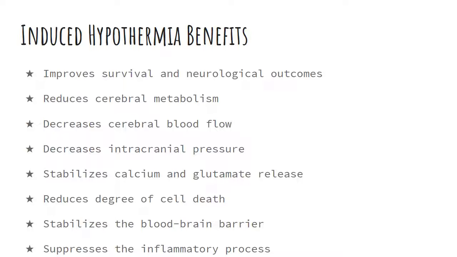Inducing hypothermia also stabilizes calcium and glutamate release. This reduces the degree of cellular death that occurs. As mentioned a moment ago, injury to these tissues and death to these cells is irreversible. Inducing hypothermia stabilizes the blood-brain barrier and suppresses the inflammatory process. In doing this, it prevents hemorrhage as well as increased ICP, so increased intracranial pressure. So even with this, it also prevents further injury to these patients.